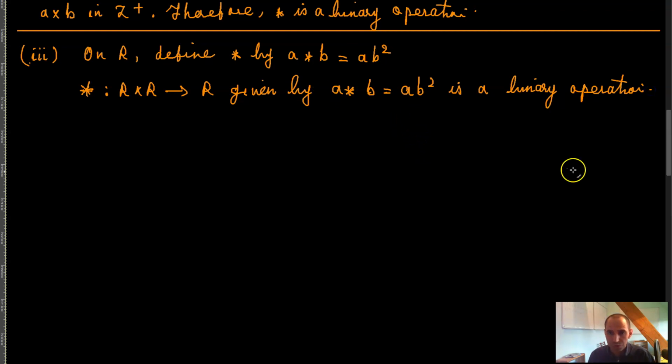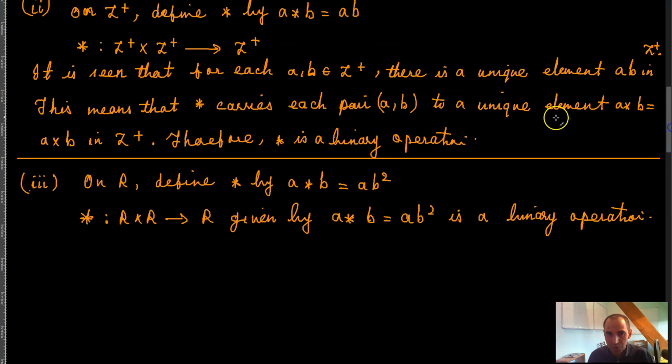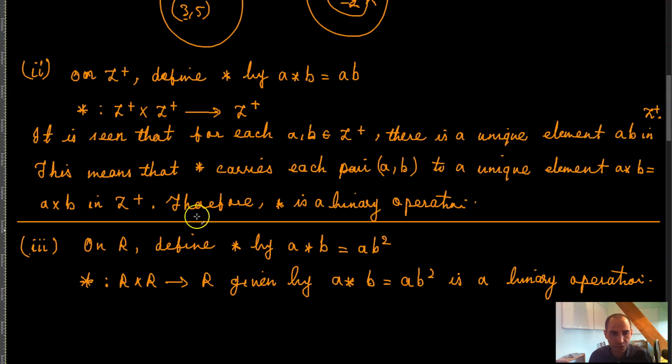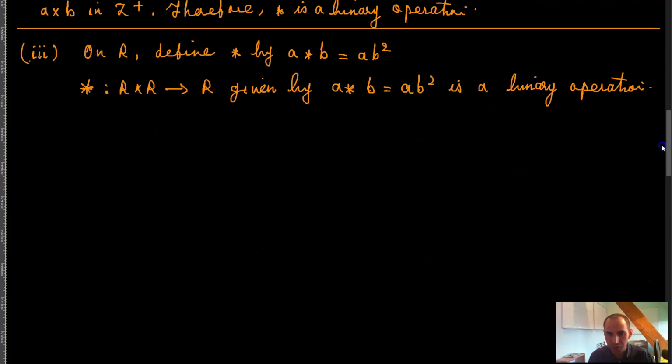And of course, you can use the same argument that you used here. The same argument that we used here, you can use here, but for the sake of saving time, since we already know what we are talking about, I didn't write the whole thing, but this shows that basically star is a binary operation.